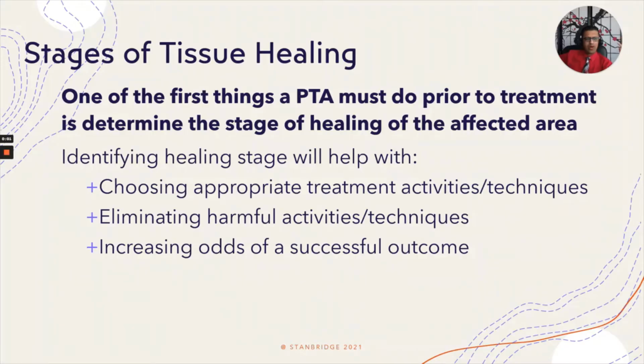So now, why is all this important, right? Learning the stages of healing, etc. Well, stages of tissue healing all come back to us as rehab professionals. One of the first things a PT must do prior to treatment is to determine the stage of healing of the affected area. Is it acute? Is it subacute? Or is it chronic? Identifying the healing stage will help with choosing appropriate treatment activities and techniques, eliminating harmful activities and techniques, and increasing the odds of a successful outcome.